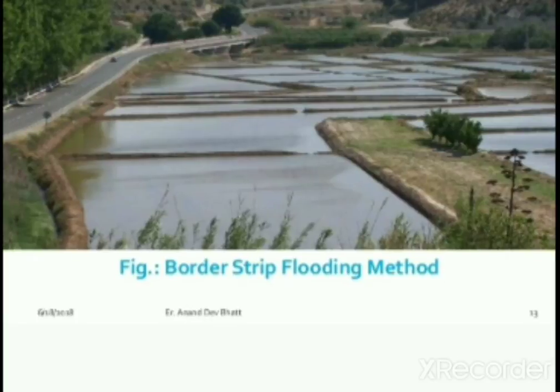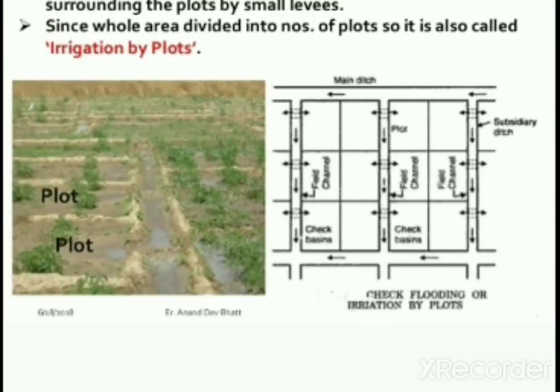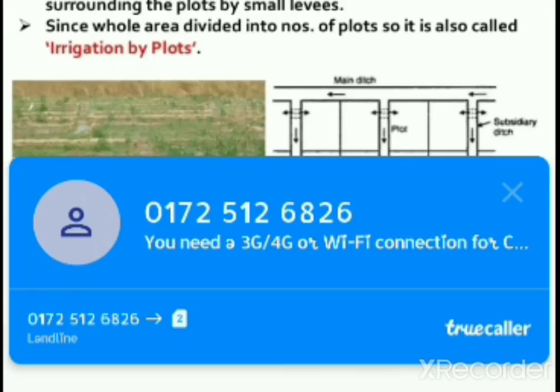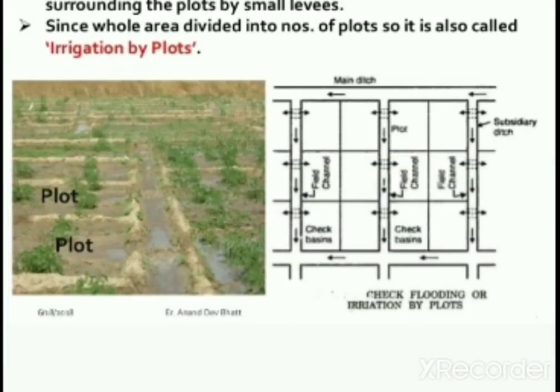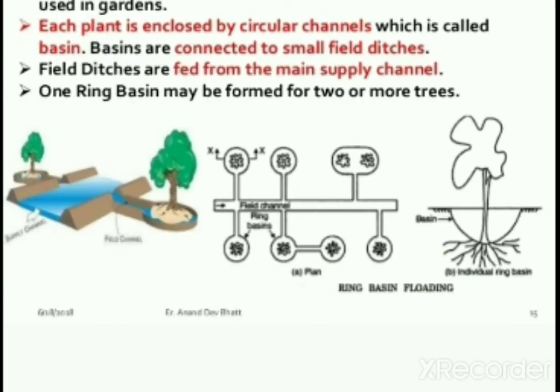This is the border strip flooding method. Check flooding is similar to free flooding, except that the crop area is divided into some plots or check basin areas, and water is controlled by surrounding the plots with small levees. Since the whole area is divided into a number of plots, it is also called irrigation by plots.